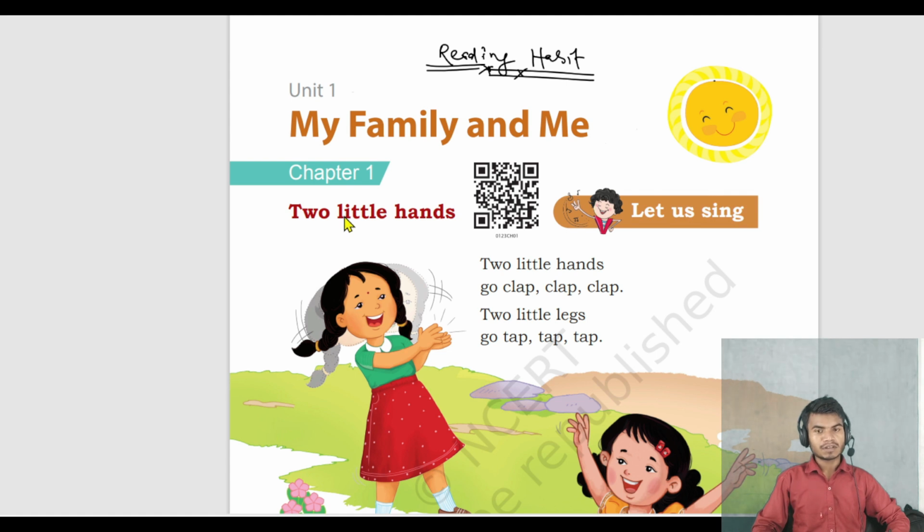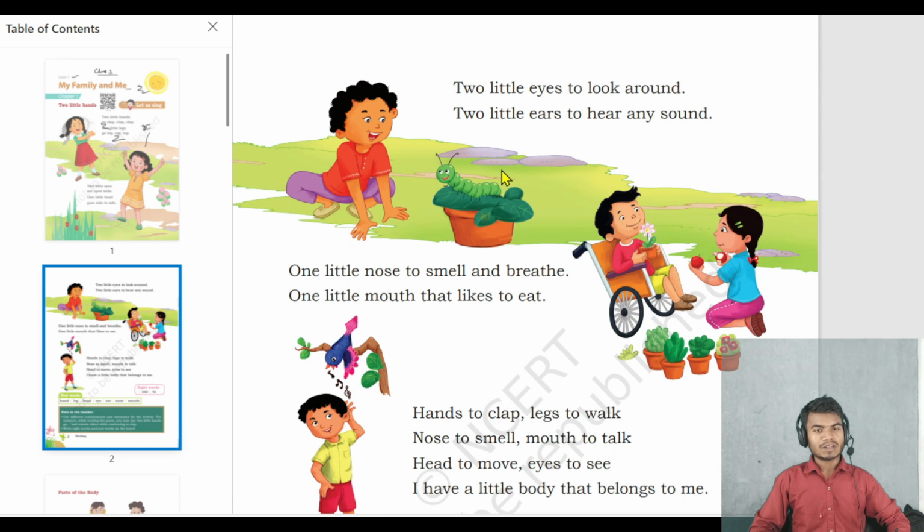Unit 1, My Family and Me. Chapter 1, Two Little Hands. Let us sing. Two little hands go clap, clap, clap. Two little legs go tap, tap, tap. Two little eyes look around. Two little ears to hear any sound. Two little nose to smell and breathe. One little mouth that likes to eat. Hands to clap, legs to walk, nose to smell, mouth to talk, head to move, eyes to see. I have a little body that belongs to me.